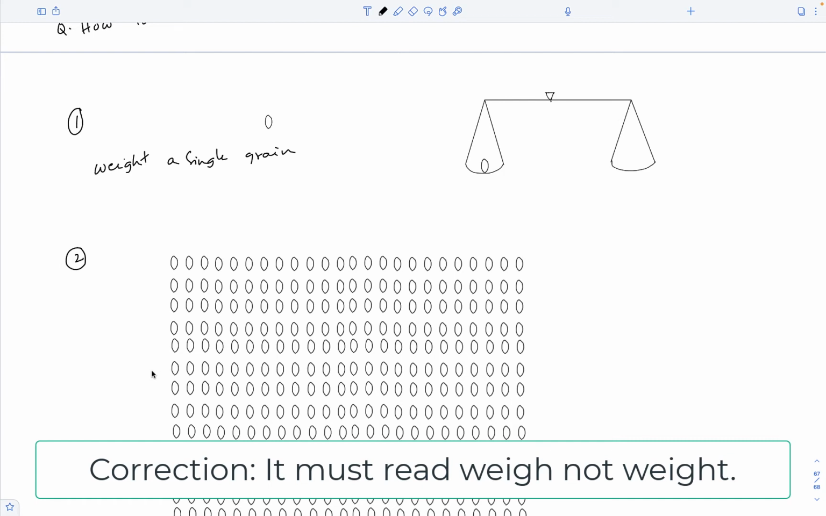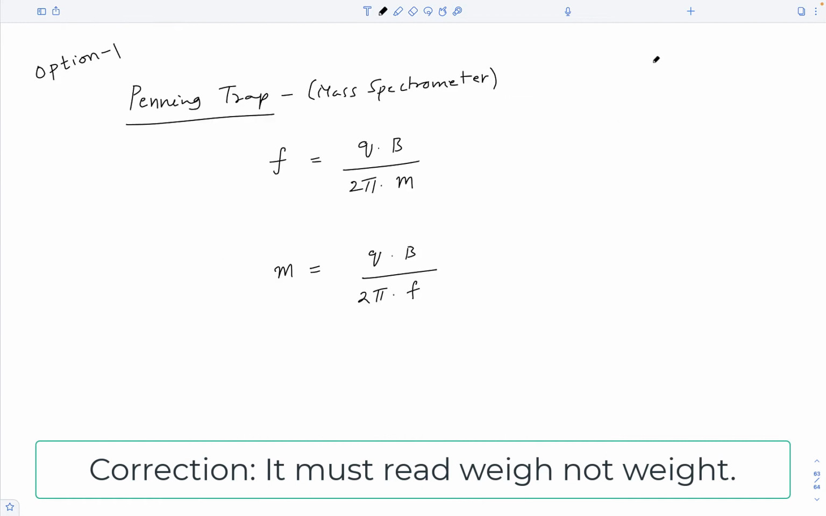We have two options here. The first option is to directly determine the mass of an atom in kilograms. How can that be done? With the help of the same mass spectrometer.